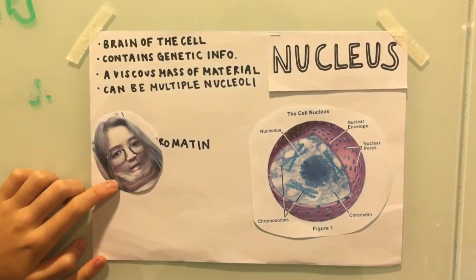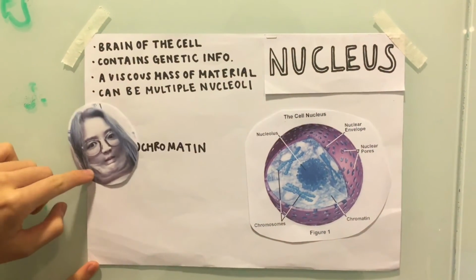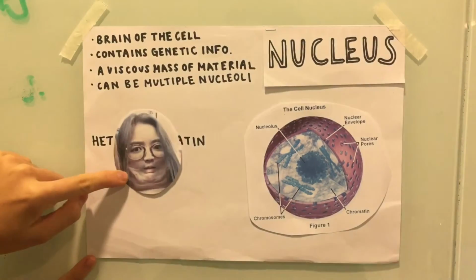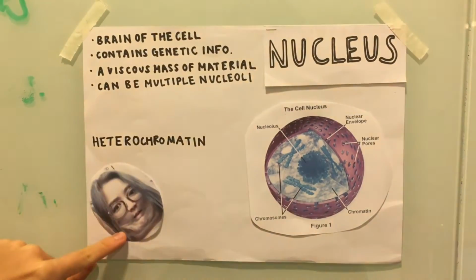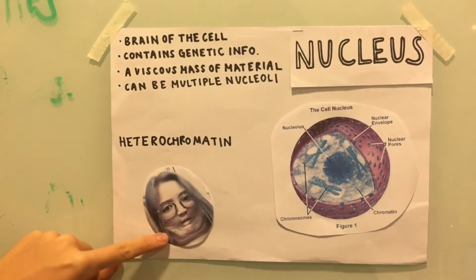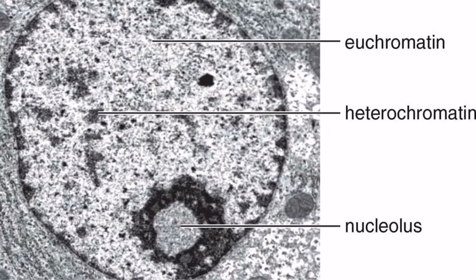Firstly, let's talk about the nucleus. The nucleus is the brain of the cell, which contains all the genetic information. It appears as a viscous mass of material, and there can be multiple nuclei in one nucleus. In a nucleus, there are heterochromatin and euchromatin.